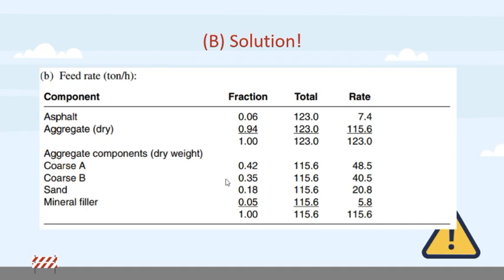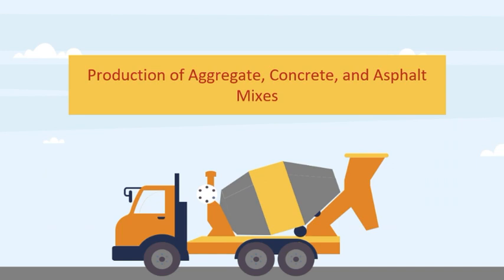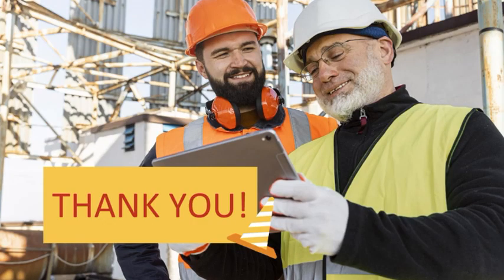As you can see below, for the other components, coarse A, coarse B, sand and mineral filler, we do the same. After we get the plant capacity, we multiply by the percentage of the component, then we get the feed rate in tons per hour. So that's it for our report on production of aggregate, concrete, and asphalt mixes. Thank you for listening.